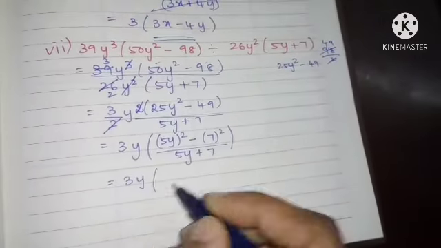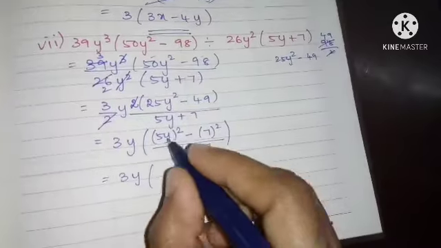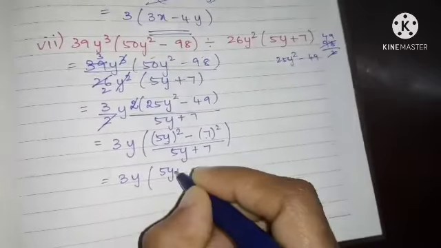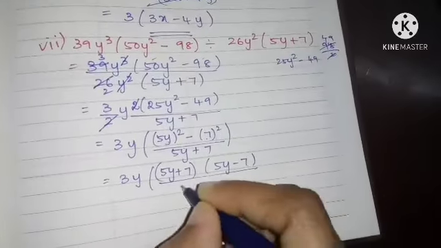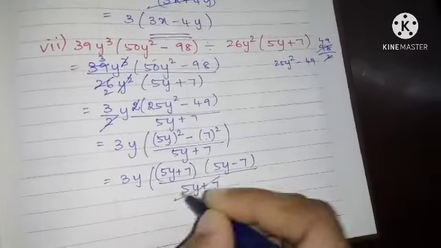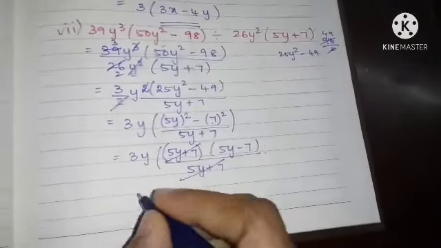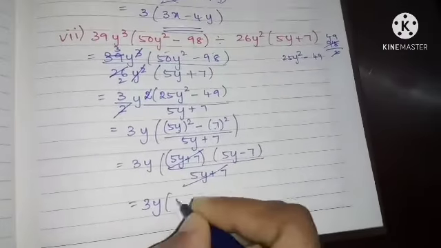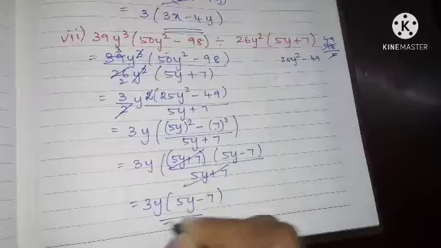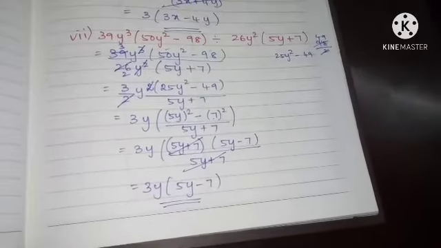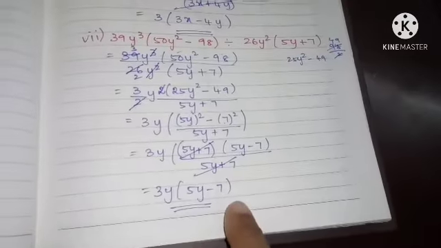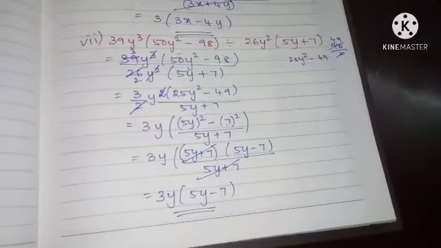So 3y of 5y the whole square minus 7 square, a square minus b square, so 5y plus 7 into 5y minus 7 divided by 5y plus 7. 5y plus 7 cancels. We get 3y of 5y minus 7, which is the final answer. Understood? In the fifth problem, the third subdivision I have given you as homework.